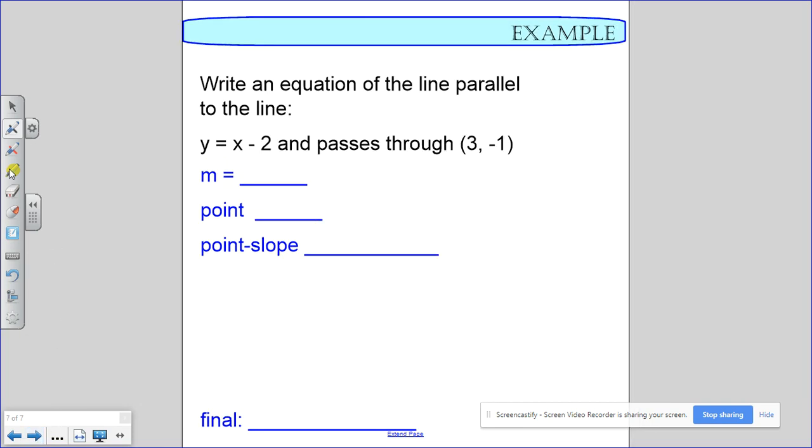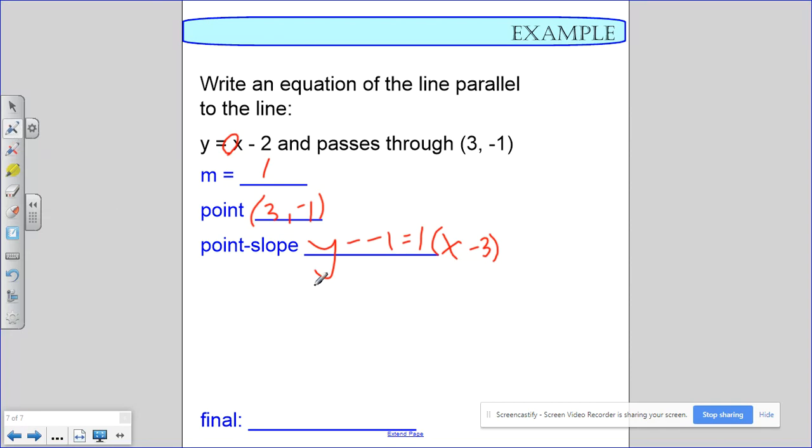And let's move on to one that is parallel. Write an equation of a line parallel to this line, y equals x minus 2, that passes through this point. So remember our parallel slopes, they are the same. And when we do not have a number out here, it's an imaginary 1. So our slope is 1, our point is 3, negative 1, and our point-slope is y minus negative 1 equals 1, which is m, times x minus 3.